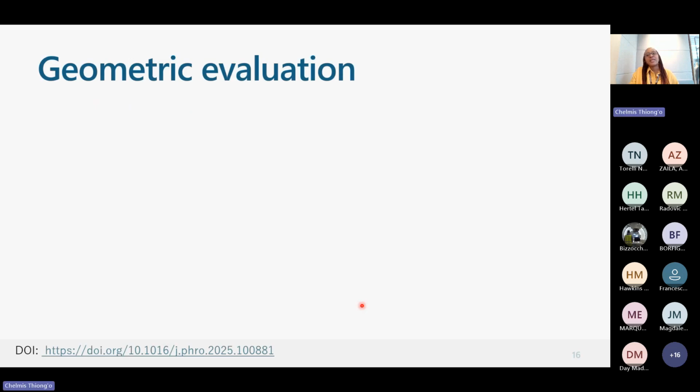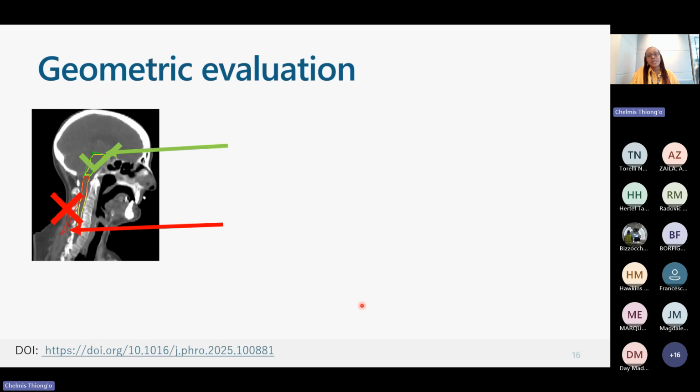Geometric evaluation is a measure of whether the image registration performed well. And this is important because if a registration is unreliable, then we cannot trust its consequently mapped dose, such as the case with the spinal cord in this patient and in this registration.